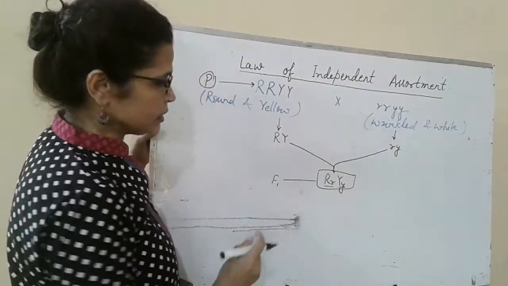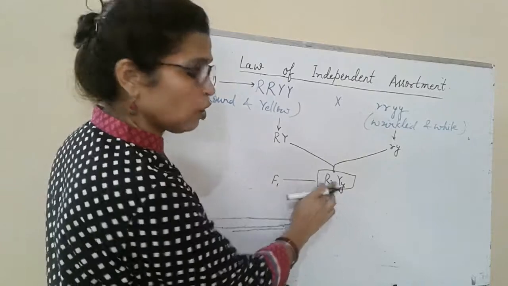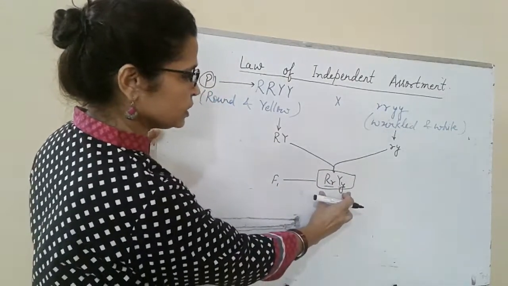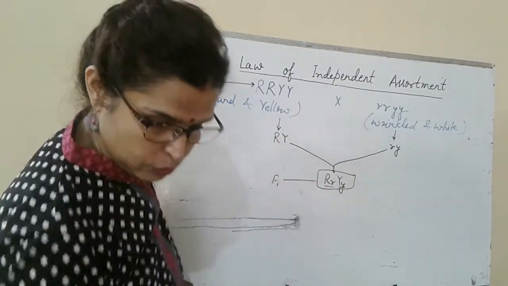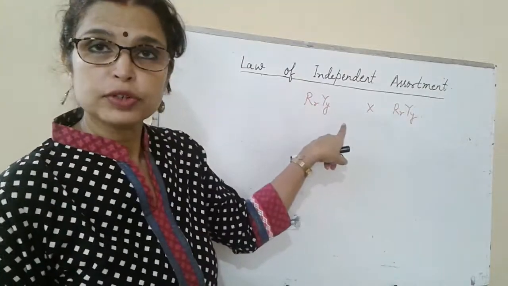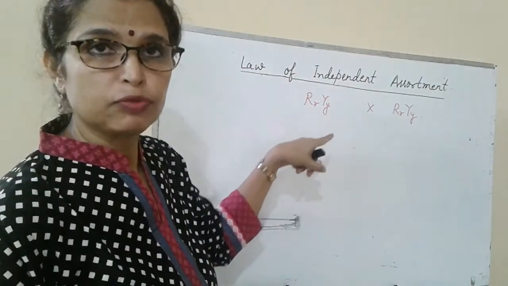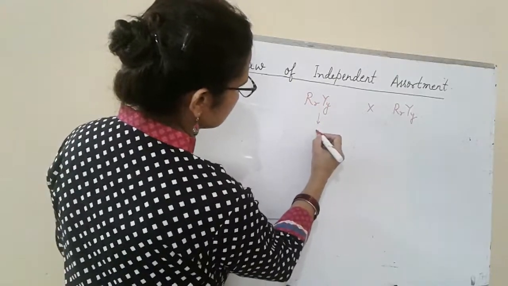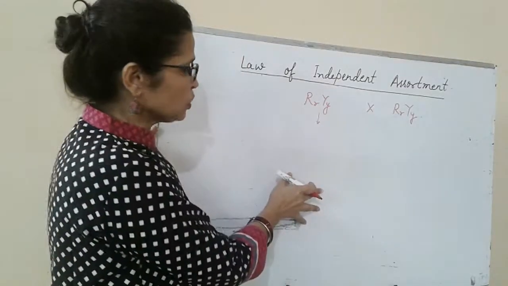For the F2 generation, Mendel self-pollinated the plants of the F1 generation. So let's see the F2 generation. Mendel crossed the F1 generation plants to get the F2 generation plants. Gametes were produced by these plants, and 4 types of gametes were produced here.